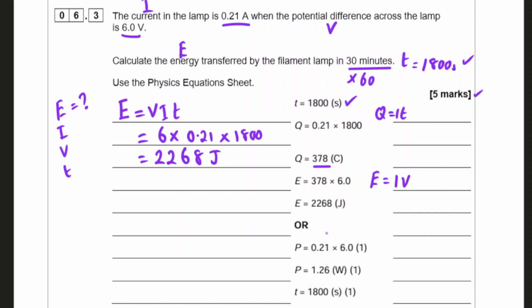Or you could use the equation that links power, P equals I V. So that's the current and the voltage. Once you find the power, then you can use the equation power equals energy divided by the time. Rearrange it: energy equals P T. Next question.